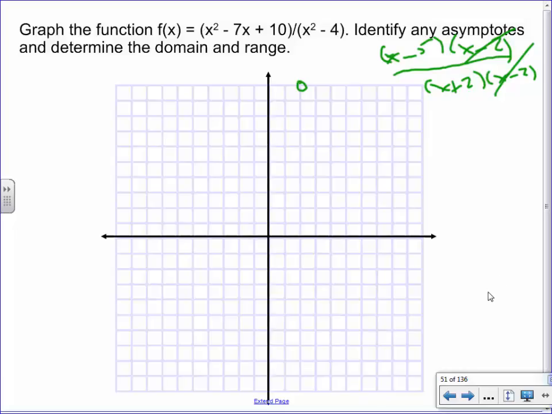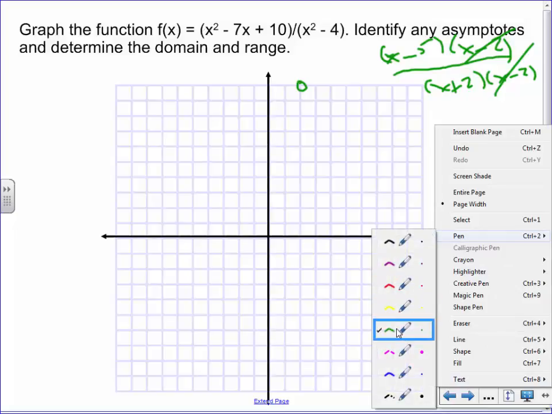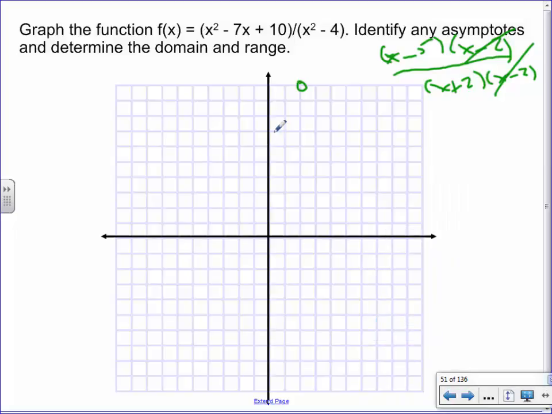Okay, now we also still have an asymptote, right? On the bottom of our fraction, we still have an x plus 2, which means that -2 is still a non-permissible value. So I'm going to draw in an asymptote at -2.